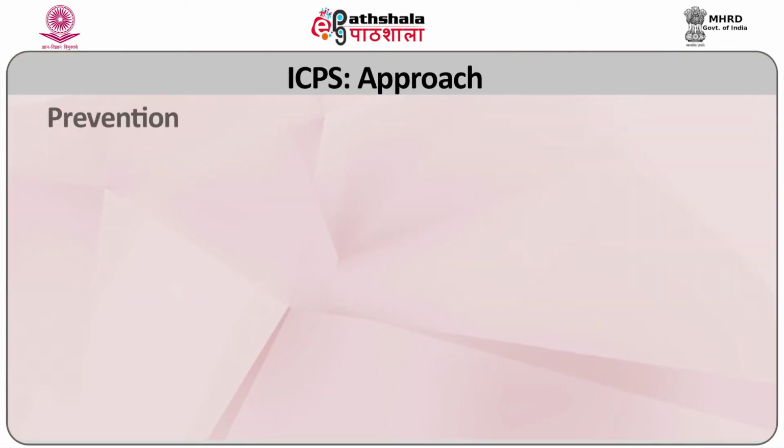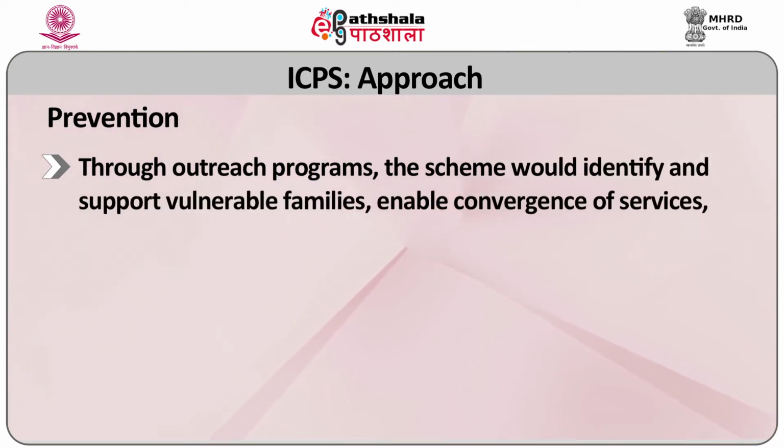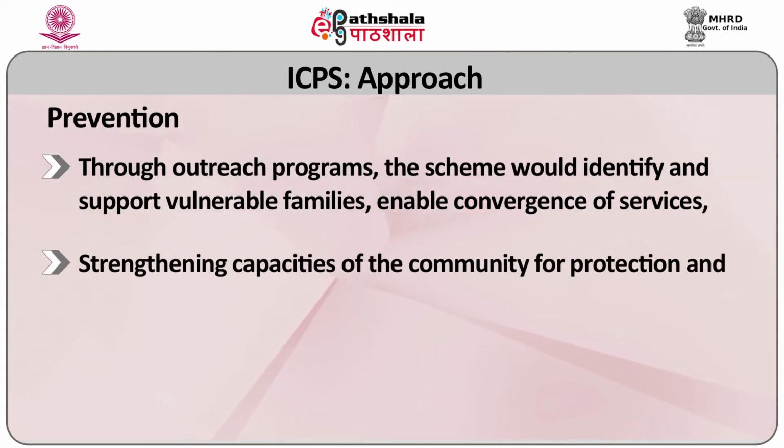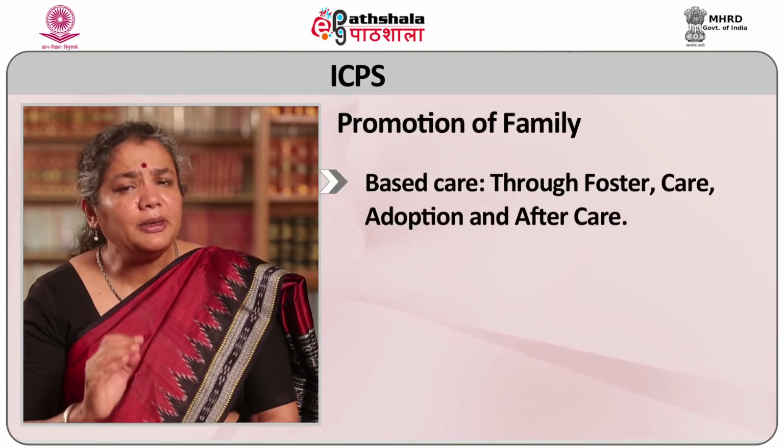What are the approaches that are adopted through the ICPS? The ICPS adopts the following approaches to enable its effective implementation. Through outreach programs, the scheme identifies and supports vulnerable families, enables convergence of services, strengthens capacities of the community for protection and monitoring, and finally, enables integration of child protection concerns and safeguards in all sectors. This aspect of the scheme is vital as the Juvenile Justice Act and other existing laws do not adequately provide for state intervention in this vital aspect, one that prevents children from getting into situations of risk or into circumstances that compel them to commit crime. Promotion of family-based care through foster care, adoption, and aftercare.